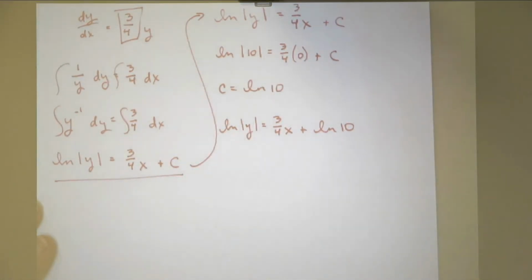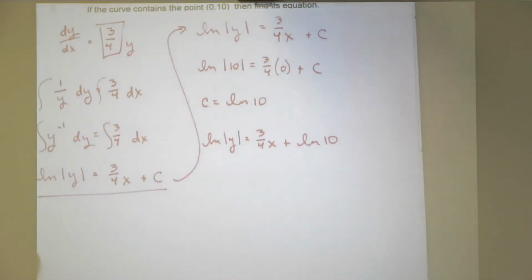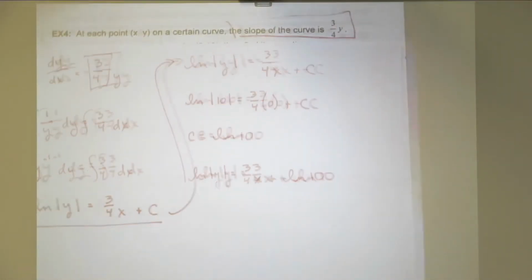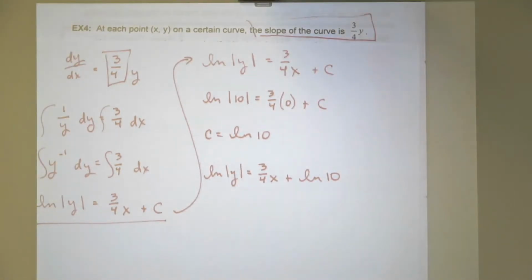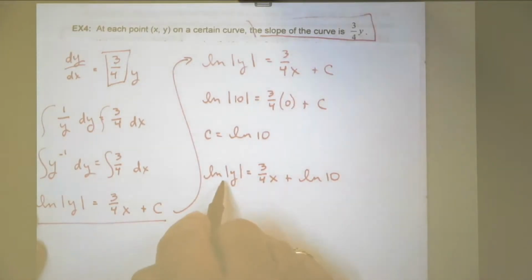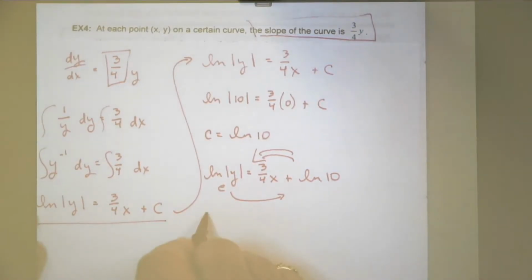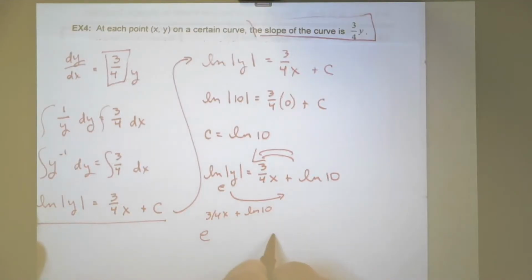Okay, this is important. We haven't isolated y yet. We've isolated ln y, but not the y value. And until that y value is by itself, we don't have an equation. So here's what's important. Remember, we have the unwritten e here. So I've got e to all of this is my y value. So I've got e to the 3/4 x plus ln 10 is y.